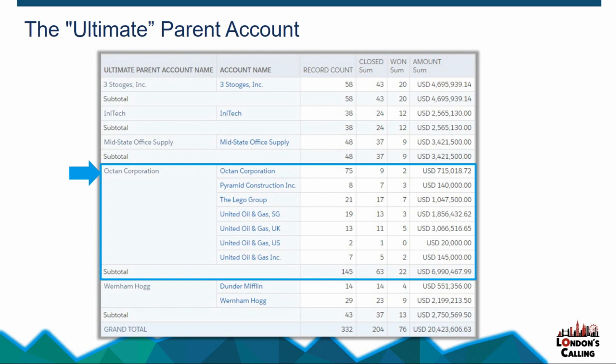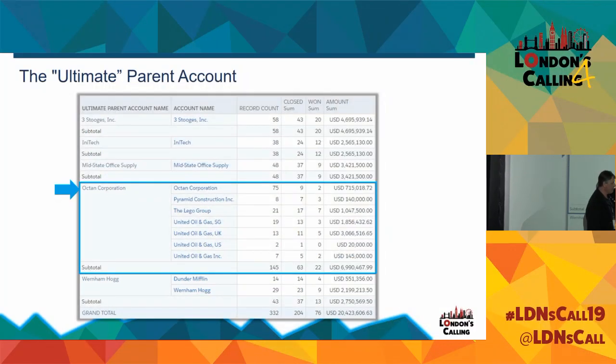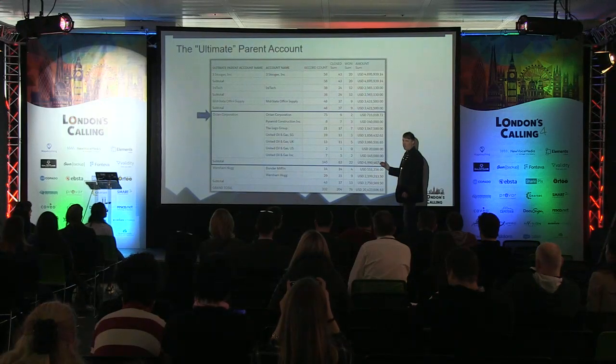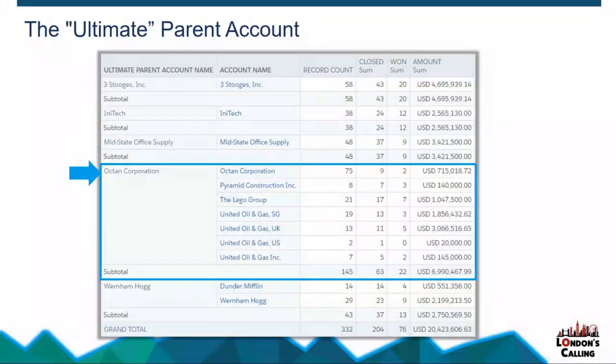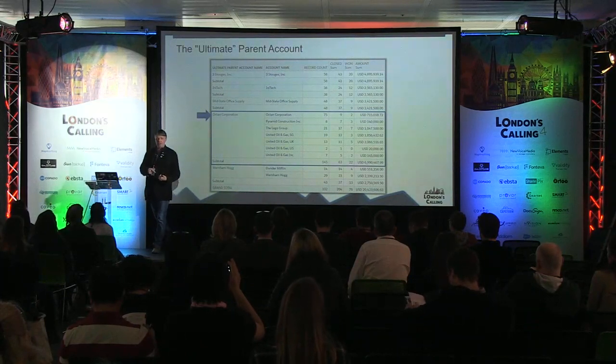This is the same report we started out with. But now, all of the revenue for Octan and all of its subsidiaries is here in one nice, neat bucket. You can see that Octan and all of its subsidiaries have $6.9 million of revenue without a piece of paper and a pencil or a calculator. And you can see that Warnham Hogg and its subsidiary, Dunder Mifflin, have $2.7 million worth of revenue. And all of those standalone accounts, they're not here on an island with a blank space in their report. Their account name has been copied over because they are the ultimate parent in that hierarchy.